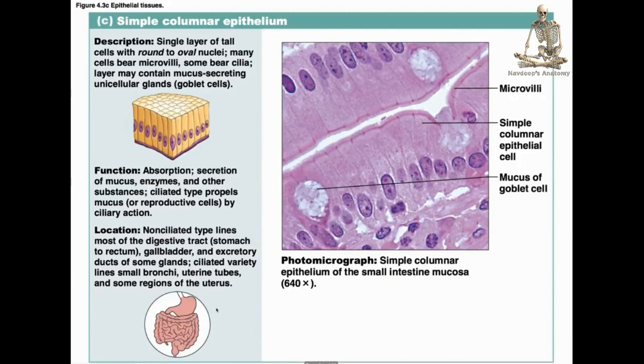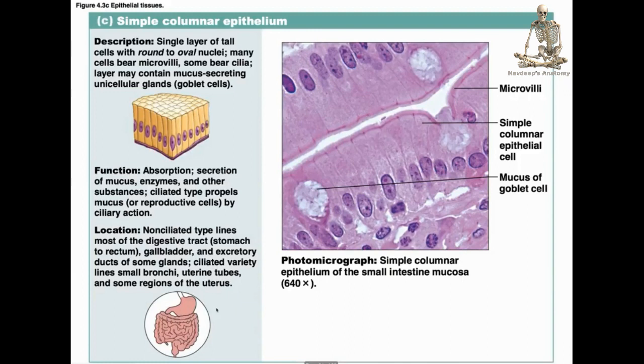They help in movement of the ovum by ciliary action. In terms of location, they occur in ciliated or non-ciliated forms. Non-ciliated types are found in the lining of most of the digestive tract, gallbladder, and excretory ducts of some glands, and the ciliated type is found in the lining of the small bronchi, uterine tubes, and also some regions of the uterus.